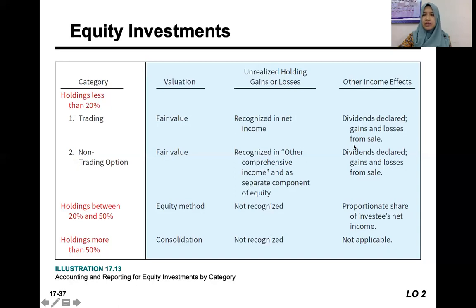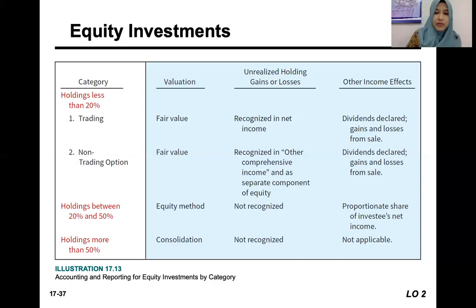Any dividends declared, we need to recognize as dividend revenue. And any gains or losses from the sale of that equity investment need to be recognized in the income statement. Okay, for the category of equity investment where the company holds between 20 and 50%, we need to use the equity method.